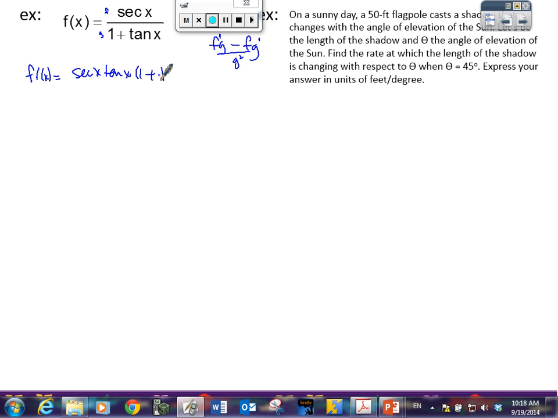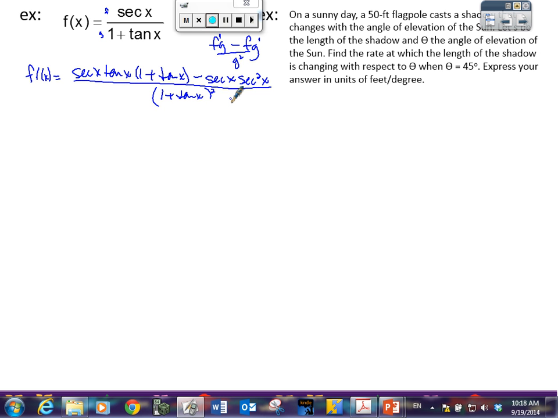So 1 plus tangent x, minus. Then we're supposed to copy f, that would be secant x. Then we're supposed to take the derivative of g, which is the bottom one. The derivative of 1 is 0. The derivative of tangent is secant squared. All over 1 plus tangent x quantity squared. So that's our first run through, using the quotient rule.